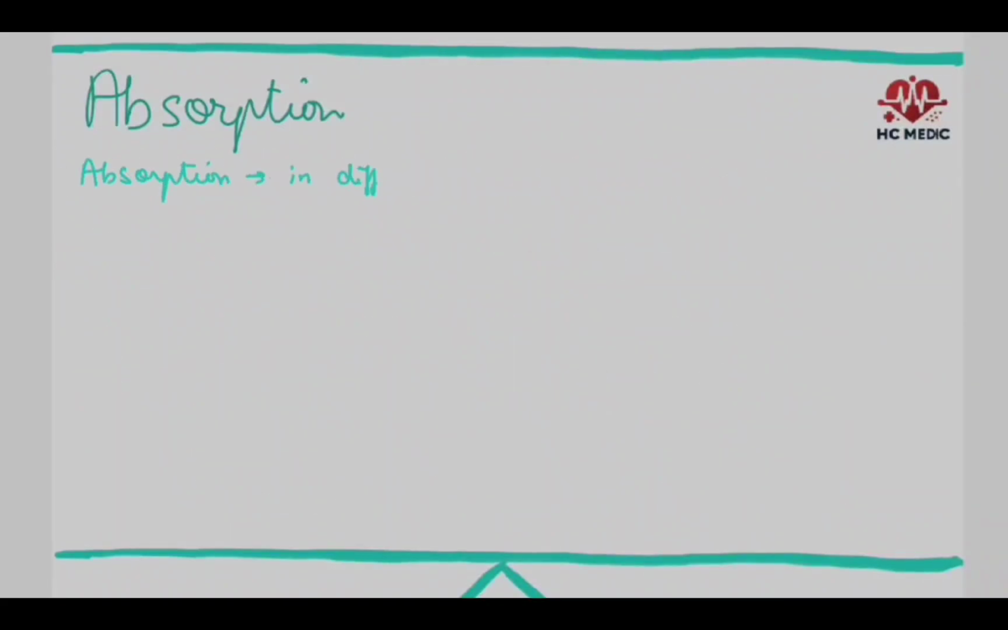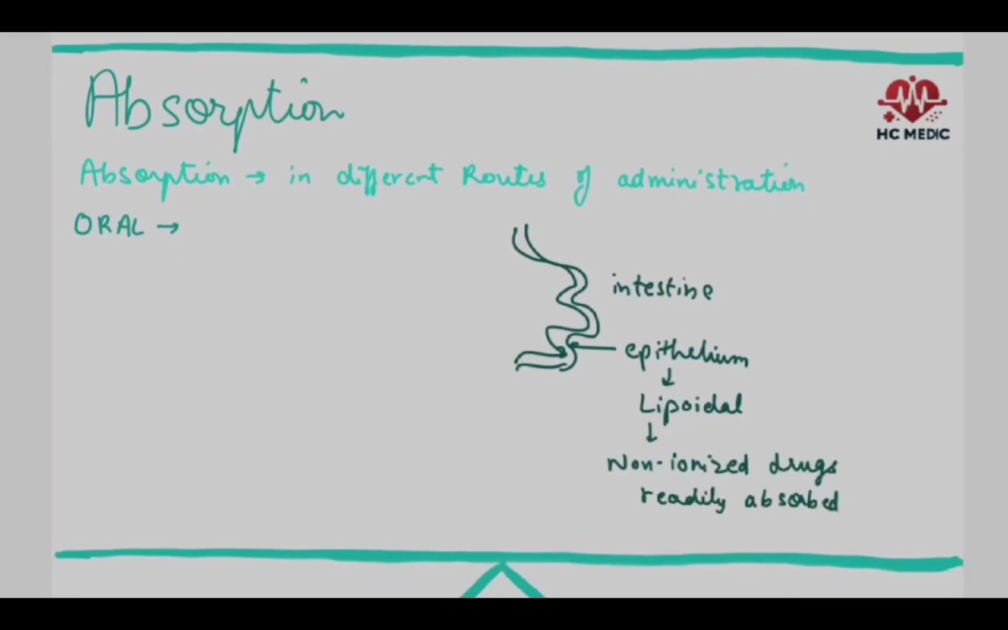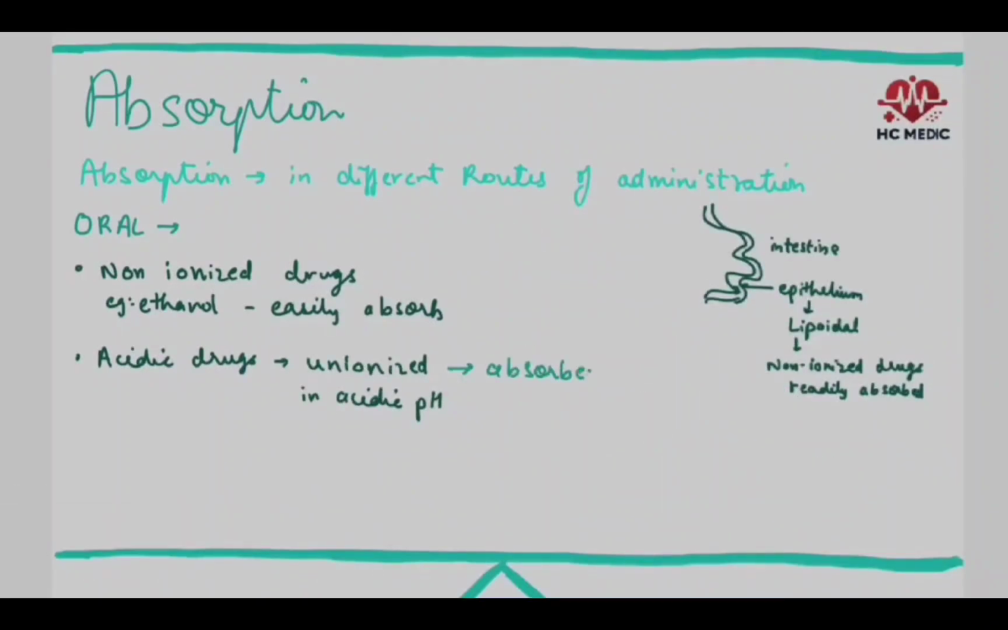Now we will discuss the different routes of administration in the absorption. Oral route. In oral route, the absorption will be from the epithelium of intestine, which is lipoidal in nature. Lipoidal means that only non-ionized drugs are readily absorbed as compared to ionized drugs. For example, ethanol is easily absorbed. The acidic drugs are absorbed when they are unionized in acidic pH, and it is absorbed in the stomach because of the acidic pH of stomach due to HCl.